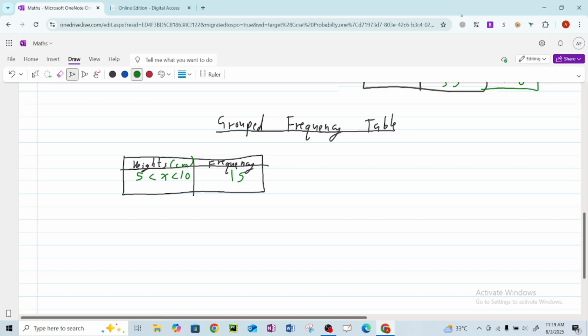So anyone could be 6, 7, 8, 9, but not 5 and 10, because it says x, the height, is bigger than 5 and less than 10. So it could be anything between them: 6, 7, 8, and 9. These would be the heights in this case. Same if I took any other example. If I took 10 and 15, and we said 20 people have this height, x is going to be between 10 and 15. We're not going to include them. We're only going to include the heights in the middle, so 11, 12, 13, and 14.